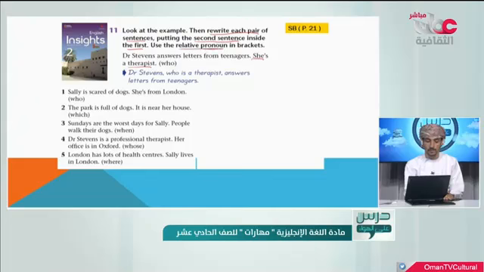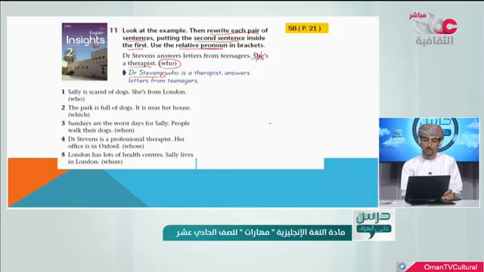The relative pronoun here is who. First of all we start with Dr. Stevens. You will write here Dr. Stevens. Then, because this is a non-defining relative clause, we will use commas. After the comma, let us look at the second sentence: she. We have Dr. Stevens, so this one is repeated. We have to get rid of it.